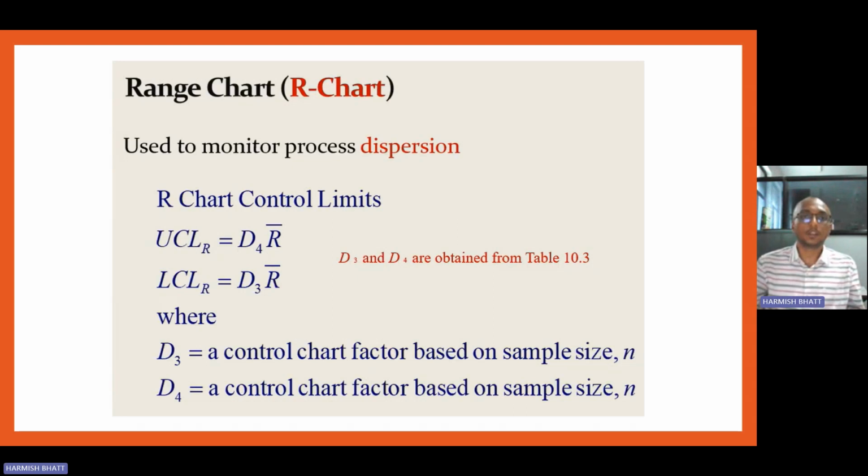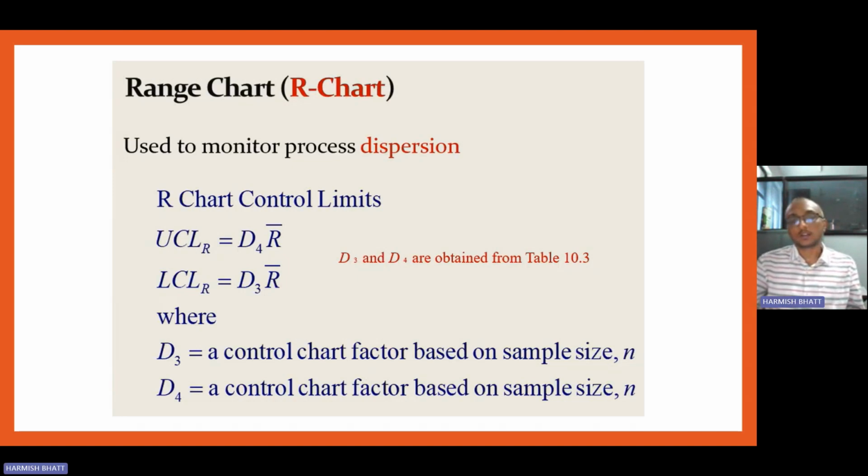We know that the X bar chart and the R chart both are the charts which come under the category of control charts for variable. So now let us understand how to prepare the range chart. This particular range chart is used to monitor the process dispersion. It means how much is the difference in the value of the different items of the sample.